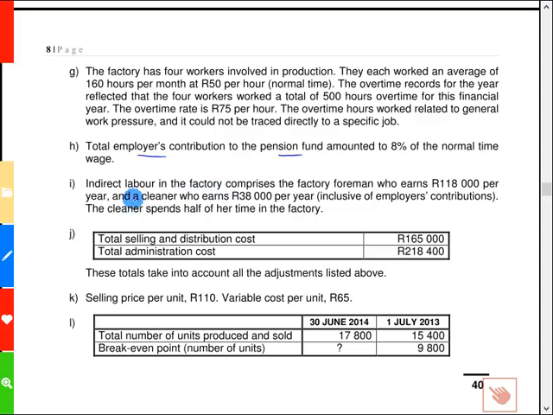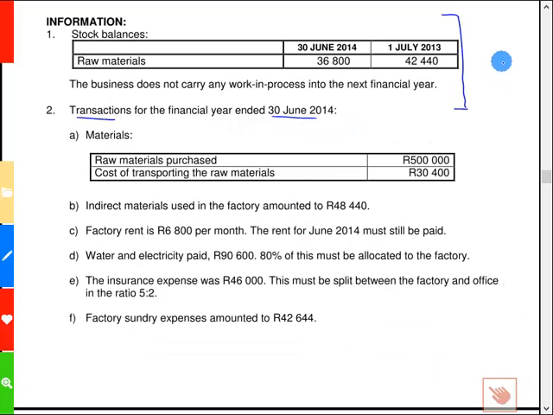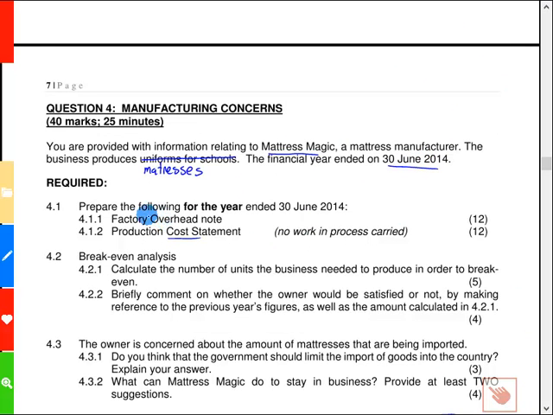And lastly, we've got some info on selling and admin costs, and then some unit information, which we know we may need for break-even analysis. And again, some break-even information there at the bottom. Okay. So let's start with the first one.